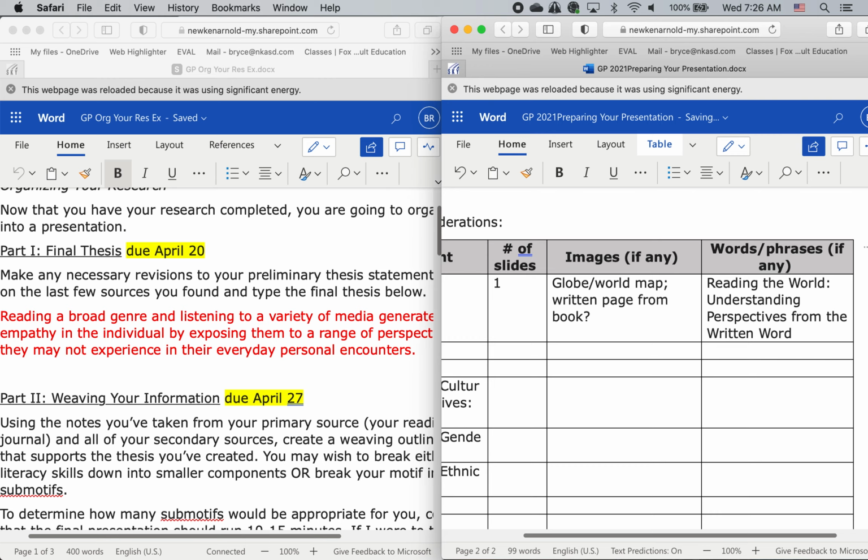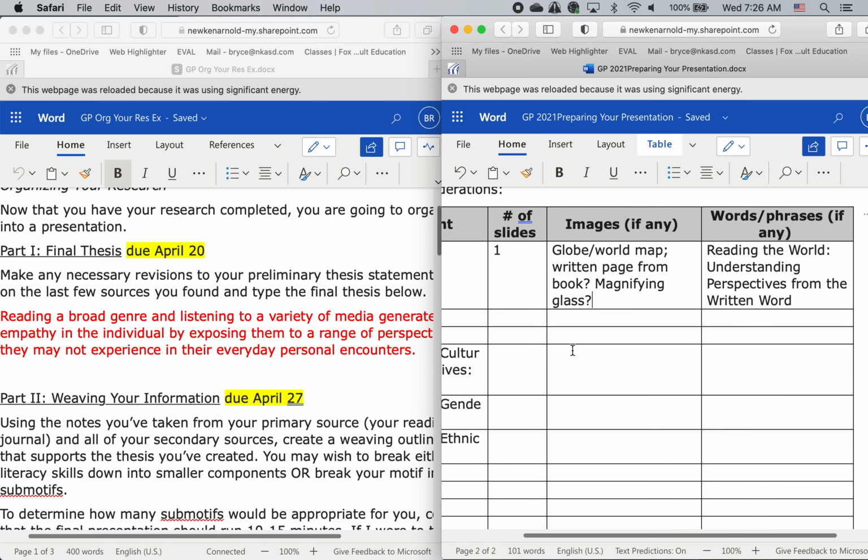Perspectives, I might want to use, let's see, a magnifying glass. Now you see, I'm using question marks there because I'm not sure what I'm going to do. This is brainstorming, so after you brainstorm for each, you can go back through and think, okay, I'm definitely going to use that globe or world map, and then I can organize that much more cleanly.